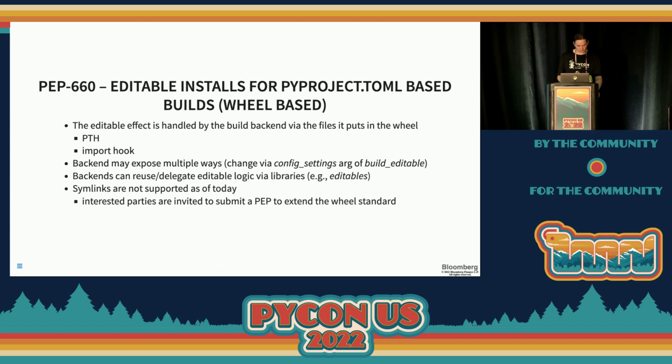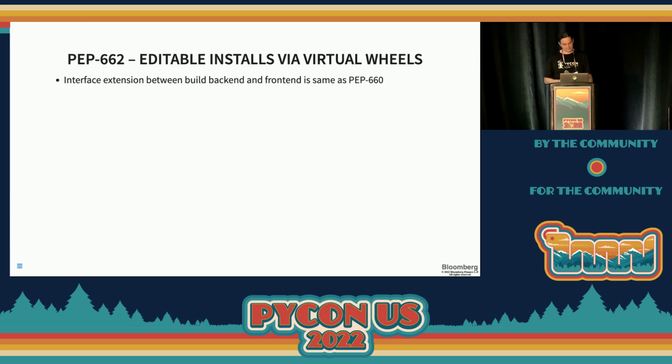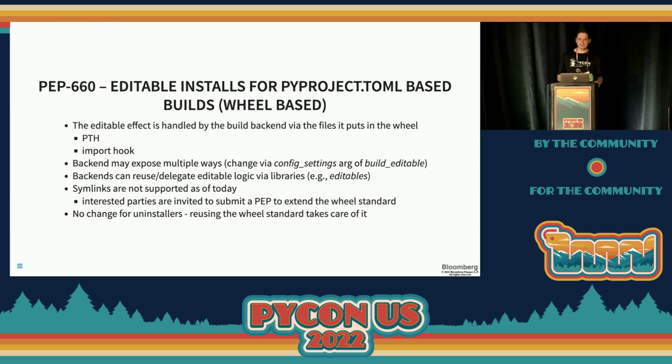Now, there's one of the previous semi-solutions I presented that this doesn't support. You can see that we proposed that you could use symlinks to achieve the editable effect. Symlinks are not achievable today because the wheel standard doesn't support symlinks, so there's no point in defining it. The conclusion was that if anyone wants symlinks in their editable installations, they should propose an additional PEP that extends the current standard to support symlinks. And the big benefit of this, as I said before, is that for installers there's no change. They use the existing mechanism.